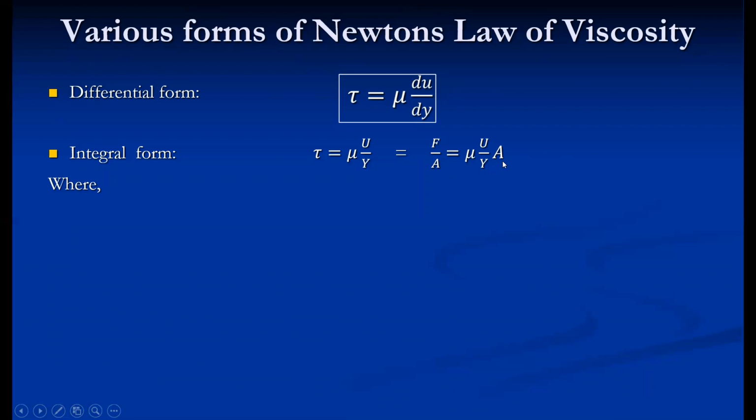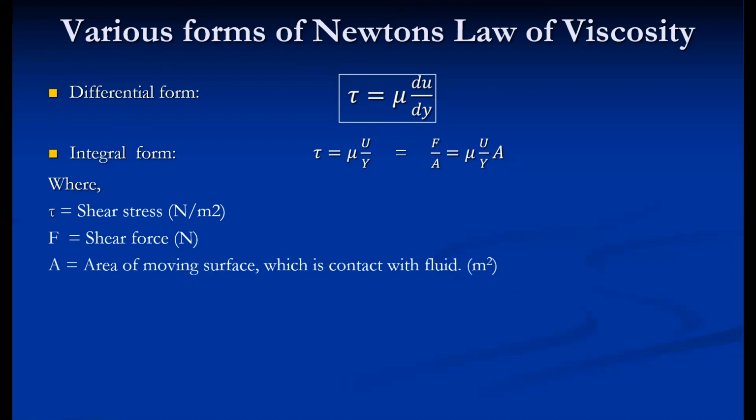If we take this area on this side, force is equal to mu into U by Y into A, where tau is shear stress, which is Newton per meter square, and F is shear force. Actually it is misprinted. So this equation is for the shear force F. F is equal to mu into U by Y, because instead of tau, we can put F by A. So F is equal to mu into U by Y into A. This is the shear force in Newton.